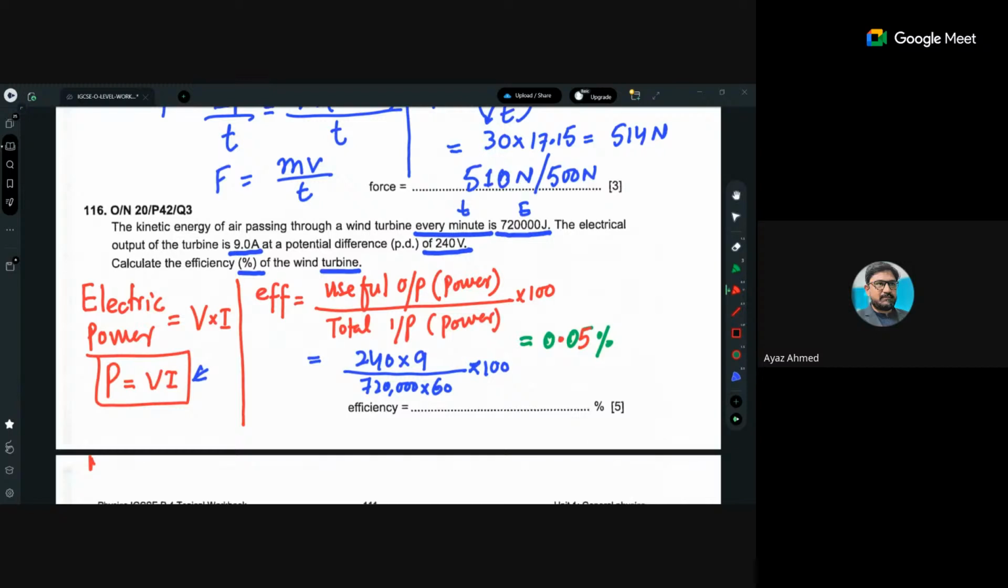240 times 9 times 100, divided by bracket, 720,000 divided by 60. So it is 0.005. Yes.